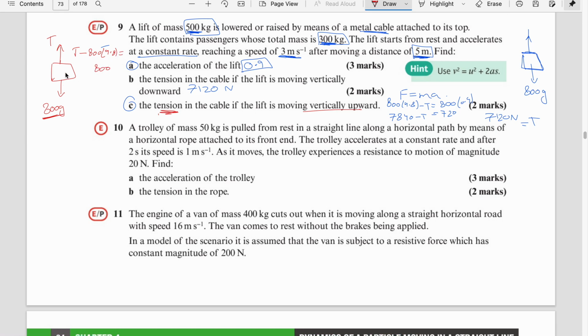Mass is 800, 500 for lift, 300 for people, and acceleration was 0.9. So T is equal to, this goes on the other side and gets added with that, which was already there, 7840 plus 720, and the tension is 8560. So when the lift is going up, the tension is 8560. When the lift is coming down, the tension is 7120.